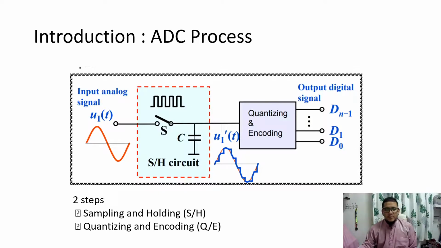circuits. Before we continue with the ADC circuit, this is the general ADC process to convert the input analog signal to output digital signals. In this process, we have two steps. The first is sampling and holding circuits, and the second one is quantizing and encoding, Q and E.